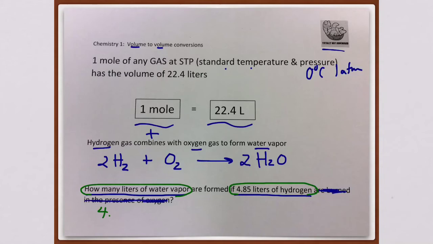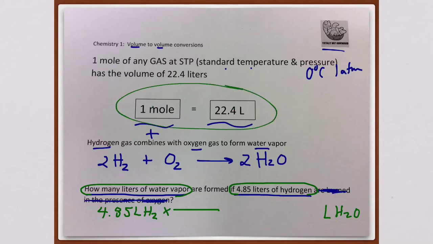But we have 4.85 liters of hydrogen, and we are trying to get to liters of water vapor. And now our first step is to go from liters to moles. Well, using this, how many liters are in a mole? 22.4. So we're going to put that on the bottom. We have been putting the molar mass on the bottom, but not this time. This time we're going to put liters on the bottom. Now it's the exact same thing we have been doing. It's our recipe step.